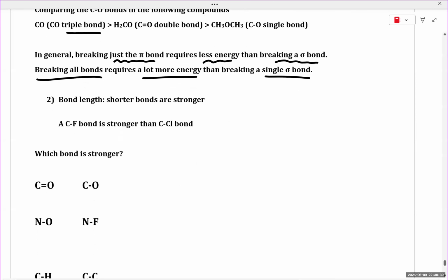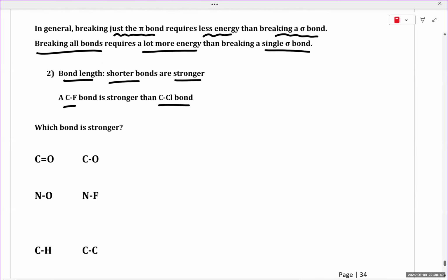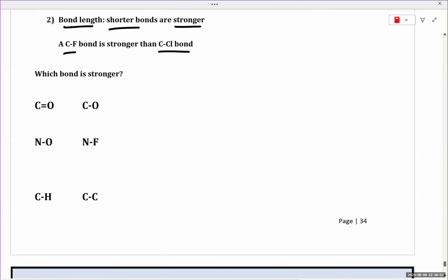Now, another factor that affects bond enthalpy is bond length. Shorter bonds are stronger. A carbon-fluorine bond is going to be stronger than a carbon-chlorine bond because the carbon-fluorine bond is shorter. And it's also more polar, which is another factor that's minor. So in this case, we have another comparison in which we're asked which bond is stronger. So I'd like you to pause the video, work through these examples, and then we'll discuss.